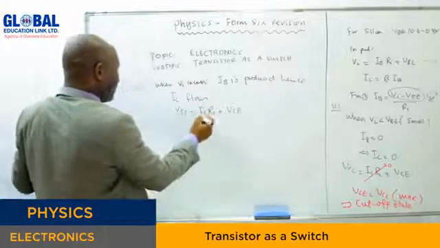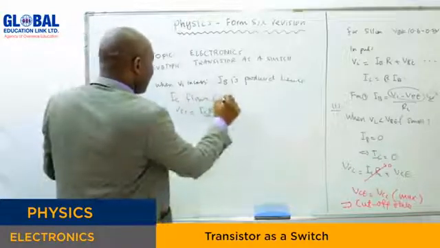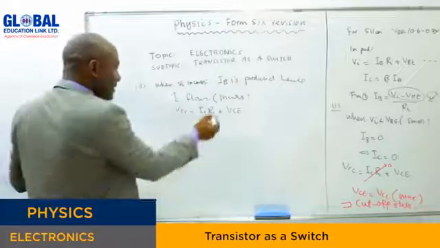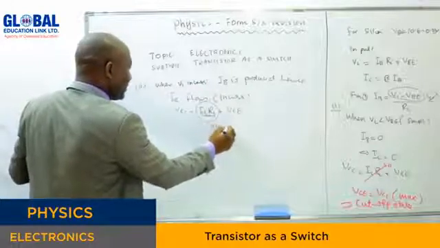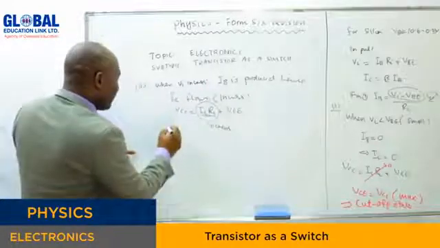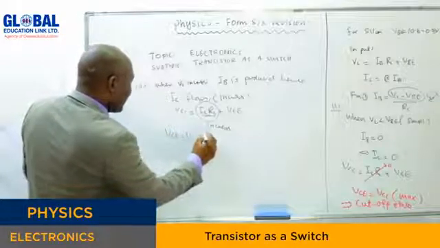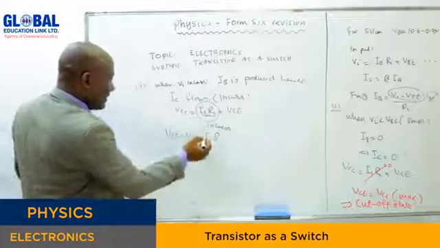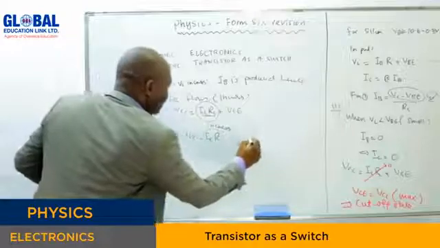You can see now that since this current flows, the current starts increasing. When the current increases, the voltage across RL also increases. So the output voltage equals VCC - IC RL. What happens? If this voltage increases, it means that VCE reduces.